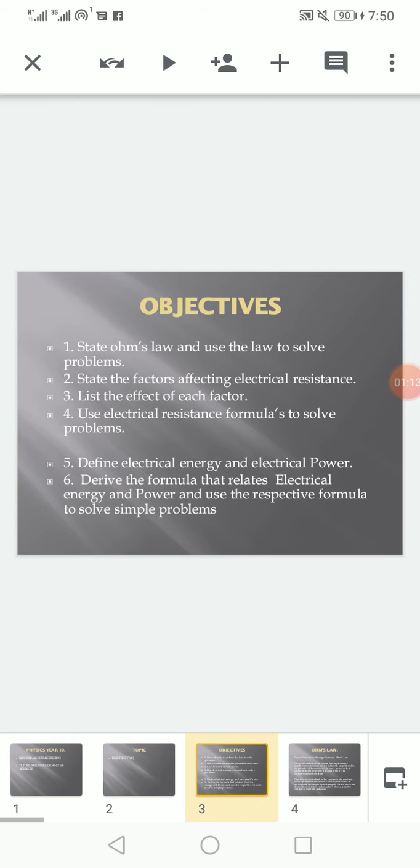In continuation of where we stopped, the objectives of this electricity 2 include: to state Ohm's law and use the law to solve problems, state the factors affecting electrical resistance, list the effect of each factor, use the electrical resistance formula to solve problems, define electrical energy and electrical power, as well as state their formulas, derive the formula that relates electrical energy and power, and use the respective formulas to solve problems.